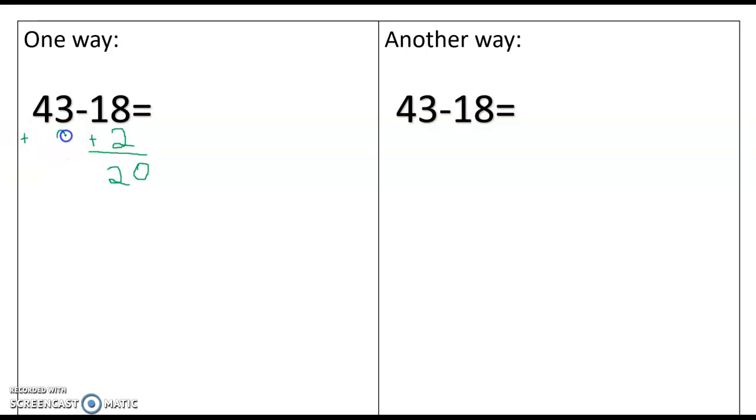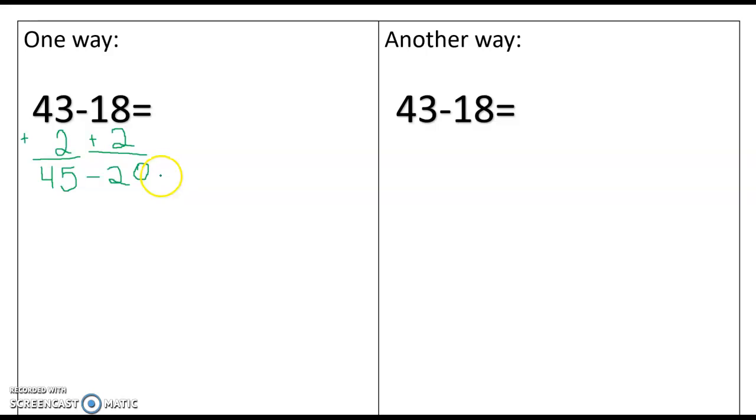So 43 becomes 45. So my new problem is 45 minus 20. And again, I'm doing this because working with 10s is just easier.